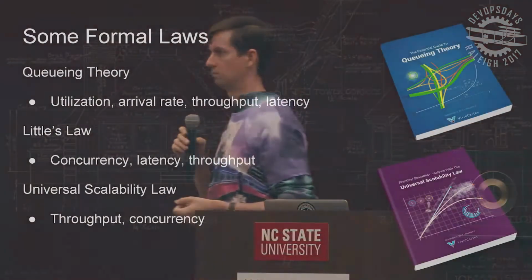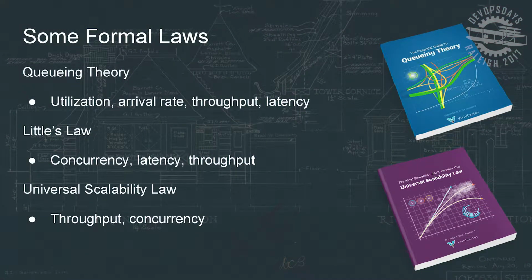So although these are helpful and you don't have to invent things from scratch, it still doesn't feel like it's complete and coherent, right? There's also some laws, some equations. All three of these things, Little's law, the universal scalability law, and queuing theory, have formal definitions as math.